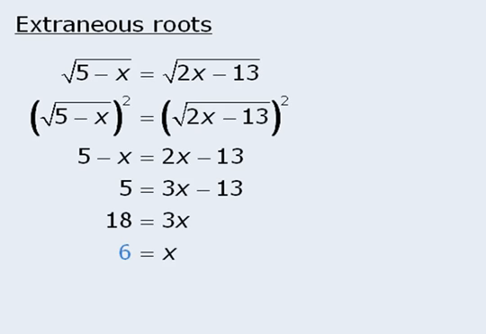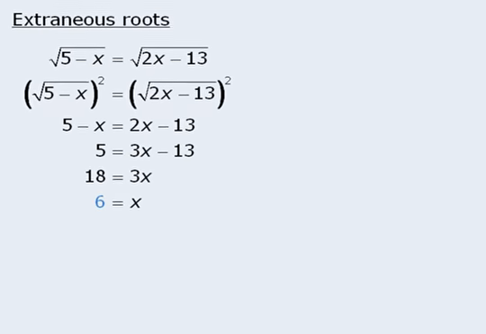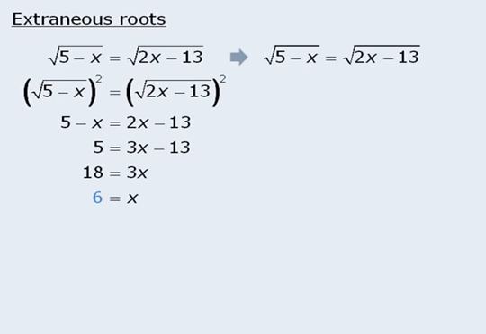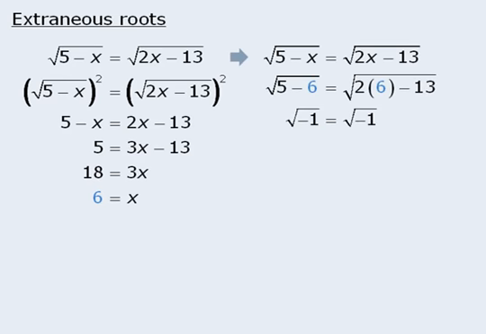At this point, we must check for extraneous roots. So we'll take the original equation here and plug 6 in for x. When we simplify both sides, we get the square root of negative 1 equals the square root of negative 1.